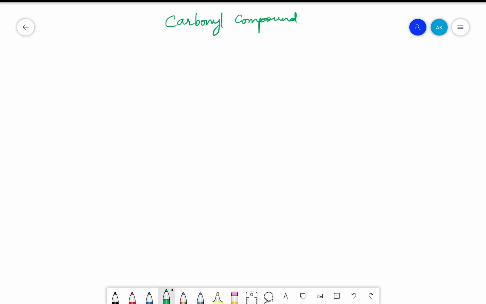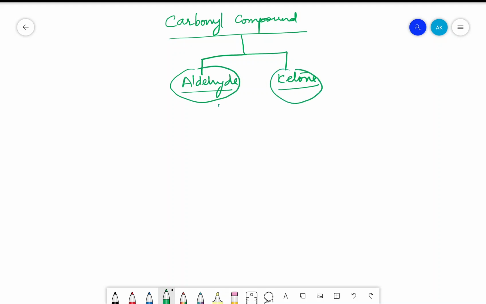Today's class is based upon an important functional group, which is actually a carbonyl group. Carbonyl group or carbonyl compounds contain two types of compounds. One is aldehyde, the other one is ketone. An aldehyde or ketone together are called carbonyl group compounds, or carbonyl compounds in a simplified version.